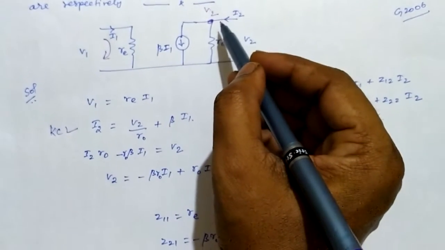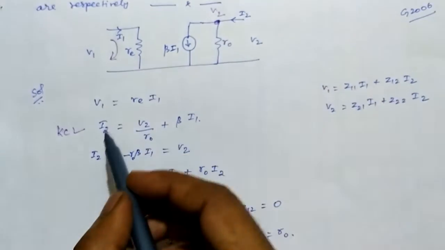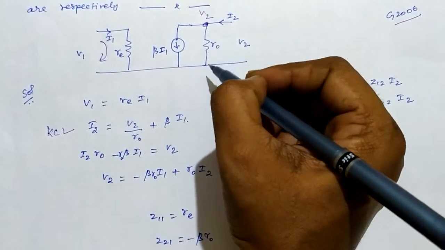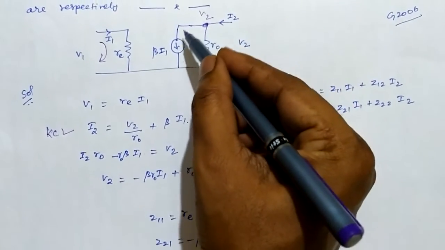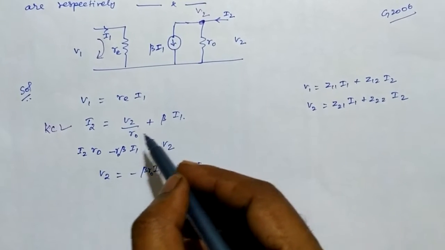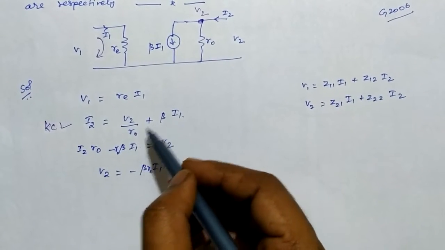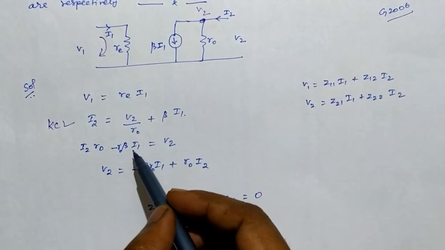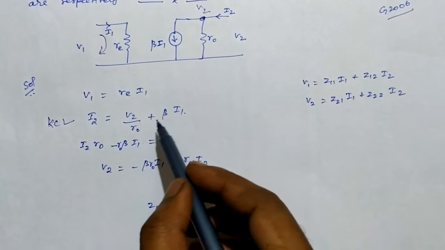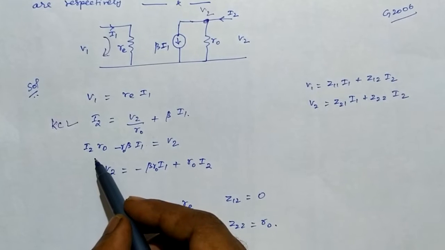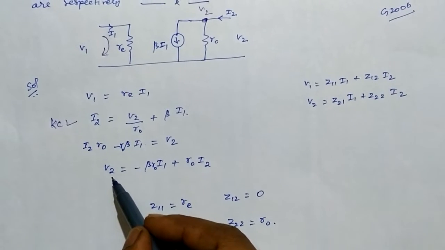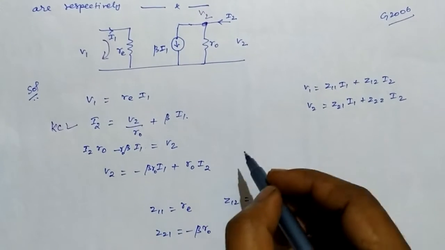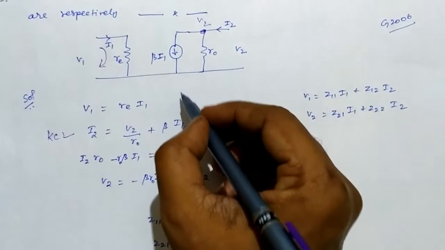Here in this node, the incoming current is I2, and the outgoing current is V2 divided by R0, and this other outgoing current is beta into I1. So take the LCM here, that is beta into R0, and bring it to the left side. When we take the LCM, the denominator we have is R0, that you multiply. So bring it to standard form: V2 is equal to minus beta R0 I1 plus R0 I2. So this is equation 2 and this is equation 1.